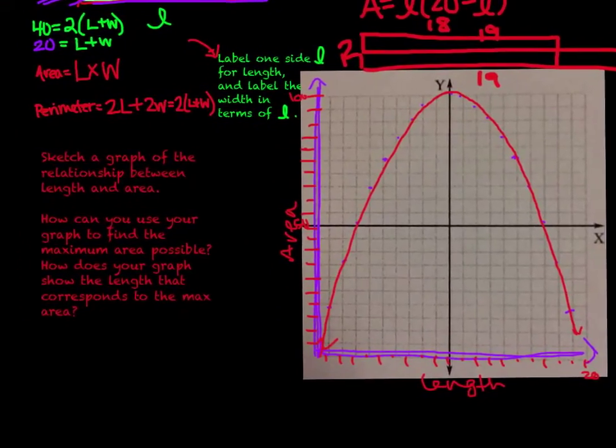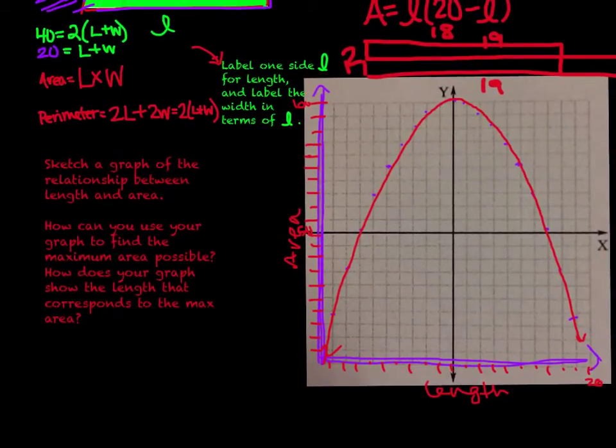So we need to sketch a graph of the relationship between the length and the area. Check. We've done that. Now how can you use your graph to find the maximum area possible? The maximum area possible we can see in that little hump at the very top. We can see where it hits its peak. Essentially, the maximum area possible we know from our table is 100 meters squared, so we can see it right there in that table, or the graph as well, as being that peak, that hump, that top of the hill.